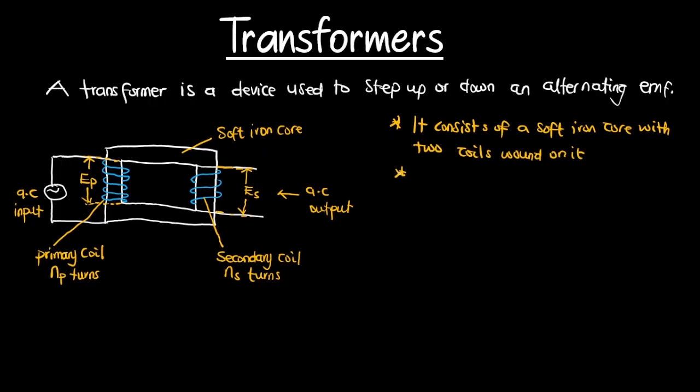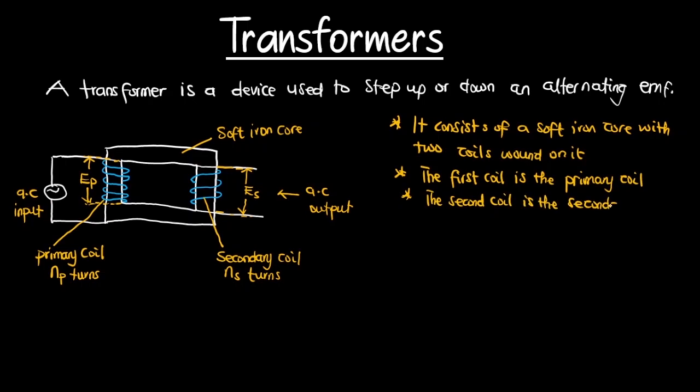Okay, another thing we should know is that the first coil is what we call the primary coil. Then obviously the second coil is the secondary coil. Very good. Now the primary coil is connected to an EMF source.